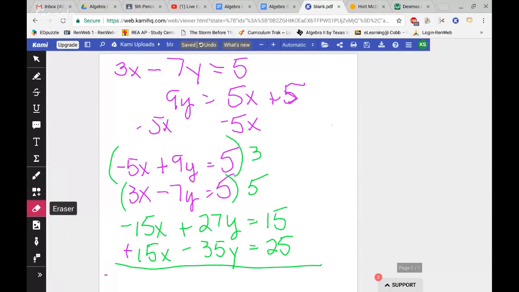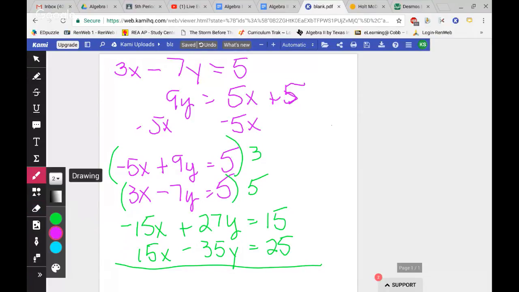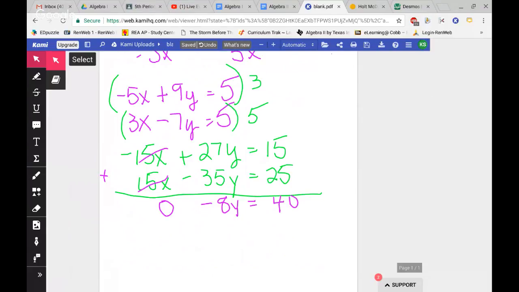So I've got a negative 15x and a positive 15x, and that gives me 0. And then I've got a positive 27y and a negative 35y. So that's going to give me a negative 8y. And then I've got a positive 15 plus 25, which is going to give me a positive 40. I'm going to divide both sides by negative 8.